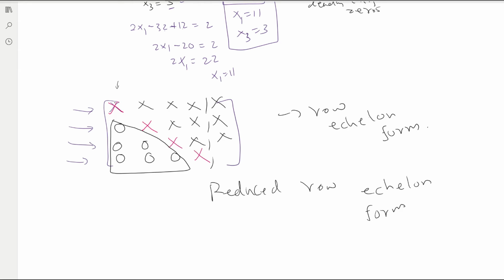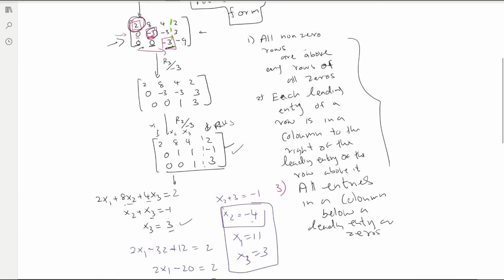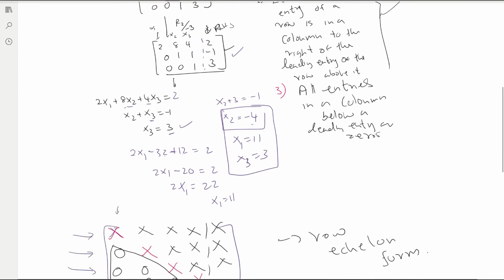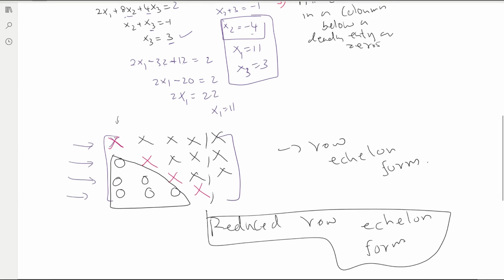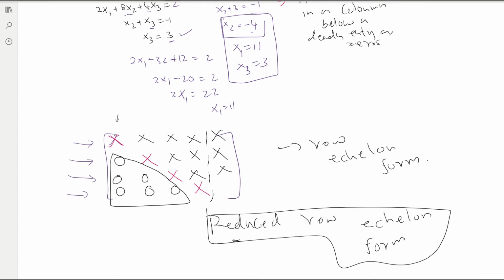So what is reduced row echelon form? All these three rules are still valid, because you have to get the row echelon form to get the reduced row echelon form. Think about the word reduce. You further reduce the row echelon form. So you have to start with the row echelon form. Once you get the row echelon form, the next thing you should do is make the leading entries 1.